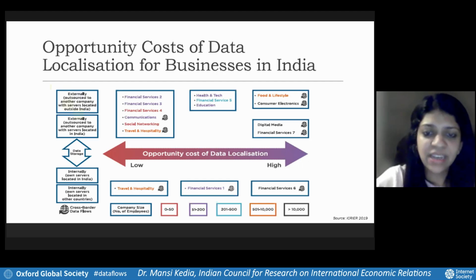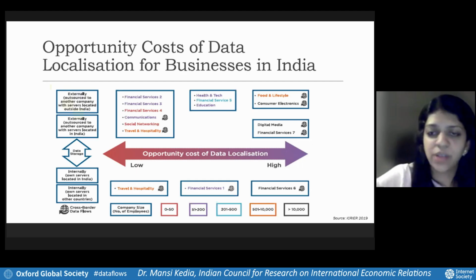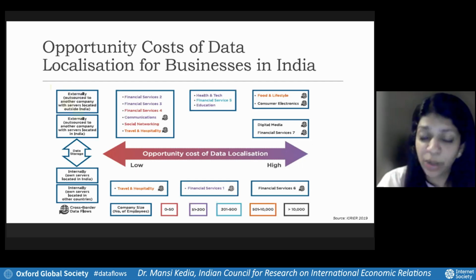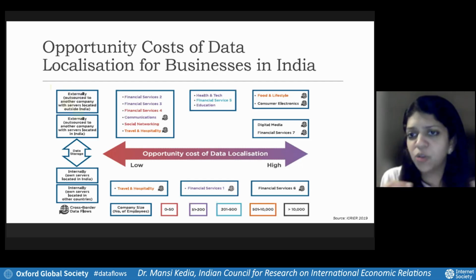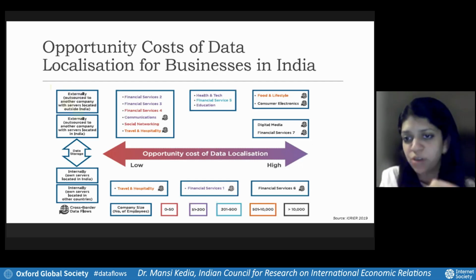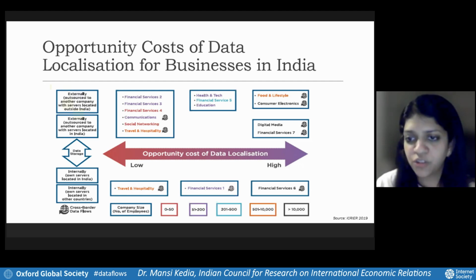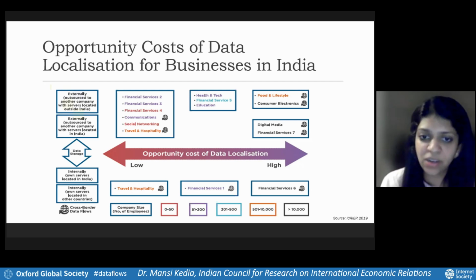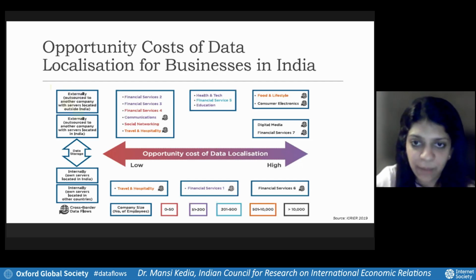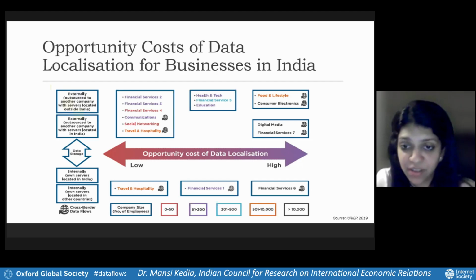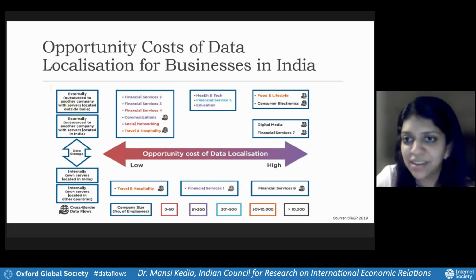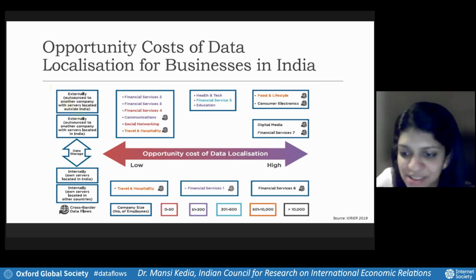Also, what you can see is that not all of them were really engaging in cross-border flow of data. So there were some that were, and where the costs were very high. But then there were also some companies that were engaging in cross-border data flows, which said that, no, we can very quickly move to a localized regime. So even if we are currently sending data abroad or processing or storing data abroad, it's not going to be super difficult for us to do it in India. So in that context, also, there was a difference.